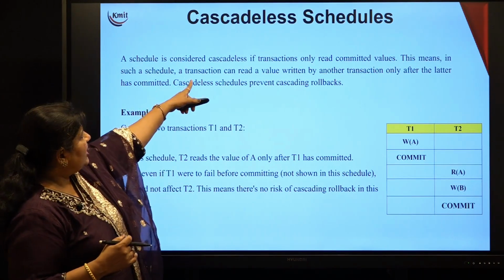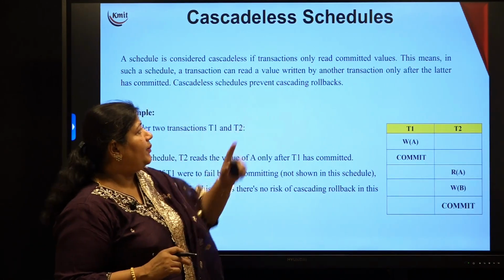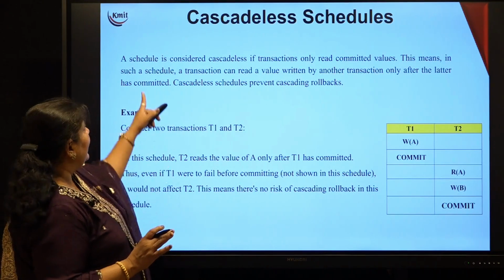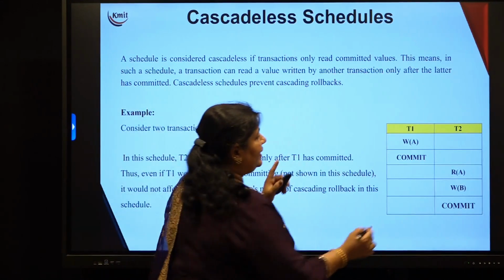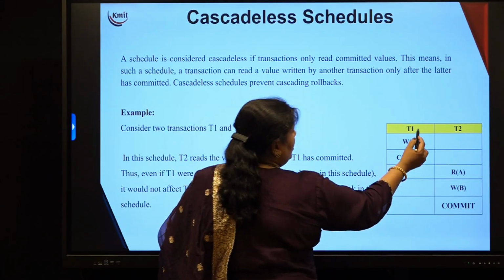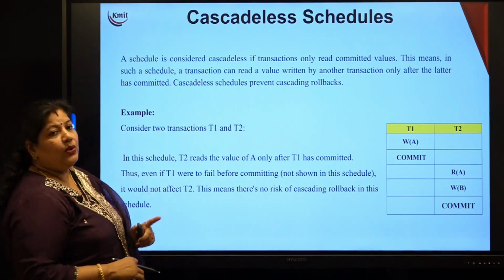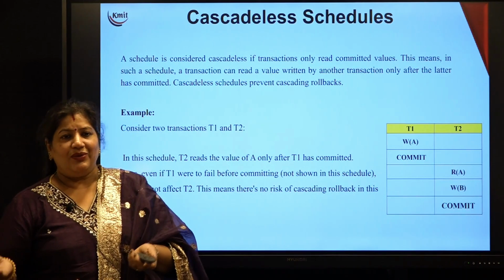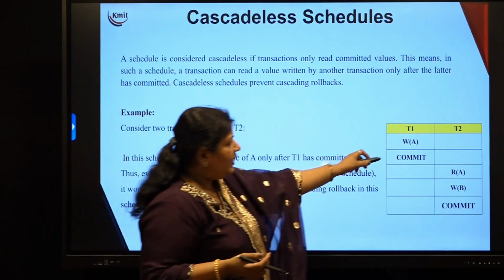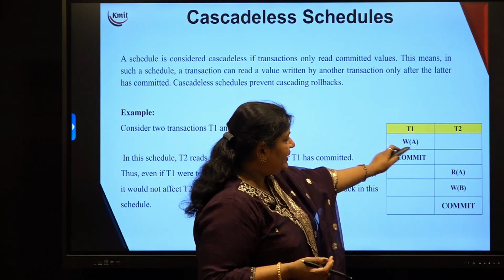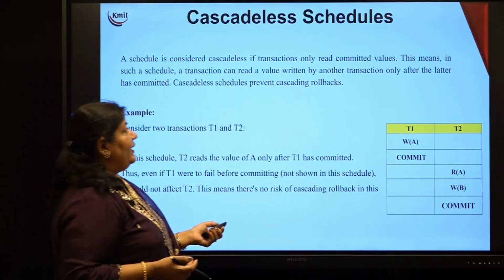Look at this. A schedule is considered cascadeless if transactions only read the committed values. This means in a schedule, a transaction can read a value written by another transaction only after the latter has committed. So cascadeless schedules prevent cascading rollbacks, and they ensure data consistency. Look at the transactions here. Only after T1 has committed, T2 is reading the updated value of A. So it will not get affected.